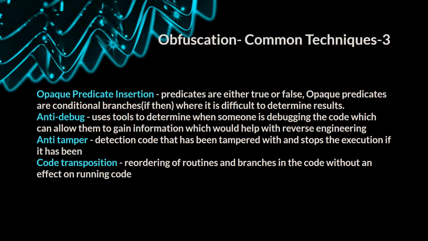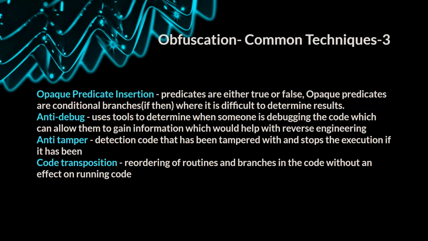Next is anti-debug. These tools actually add code that helps you determine whether someone is debugging the code, because debugging is often used to gain information, which would then help with reverse engineering. And similar to that is anti-tamper, which detects if the code has been tampered with and stops the execution if it has been. A lot of the time these measures would actually break the code and make it unable to run, so they'd kind of lose their copy in a way.